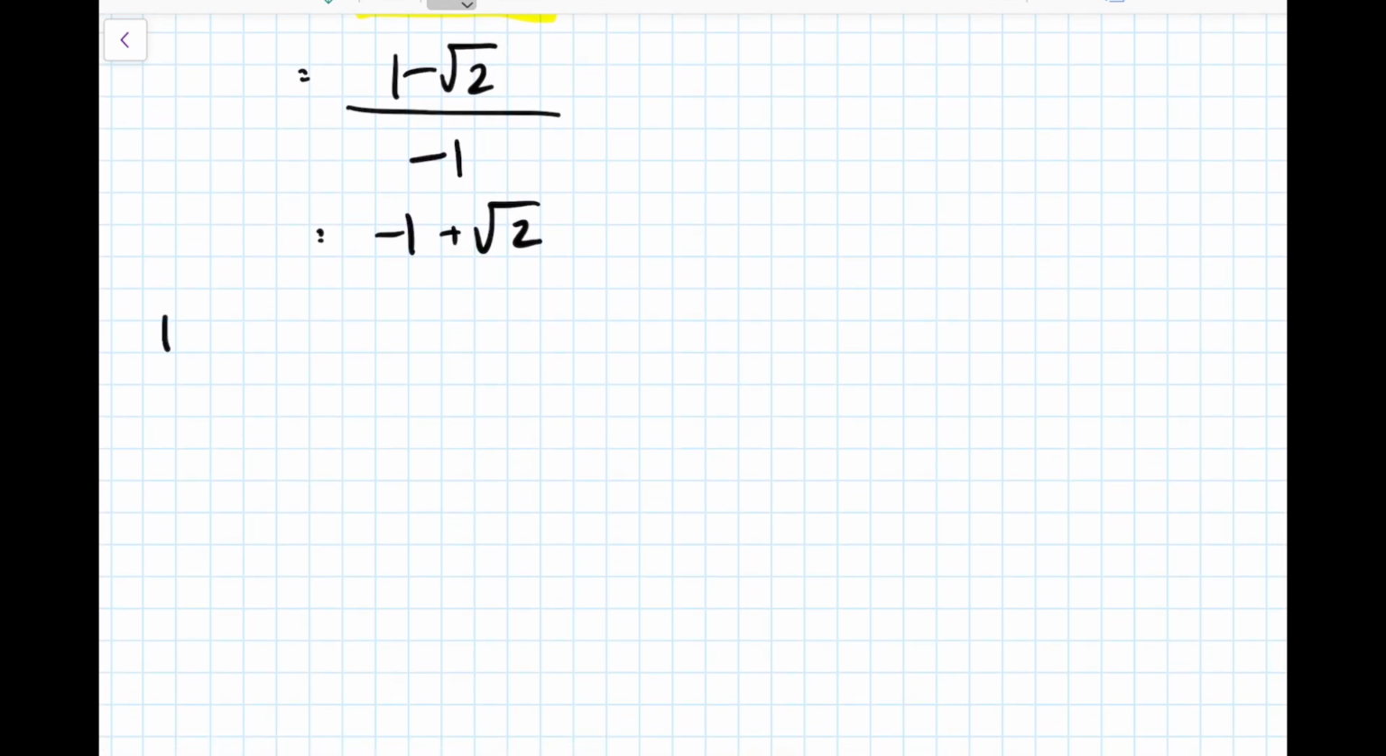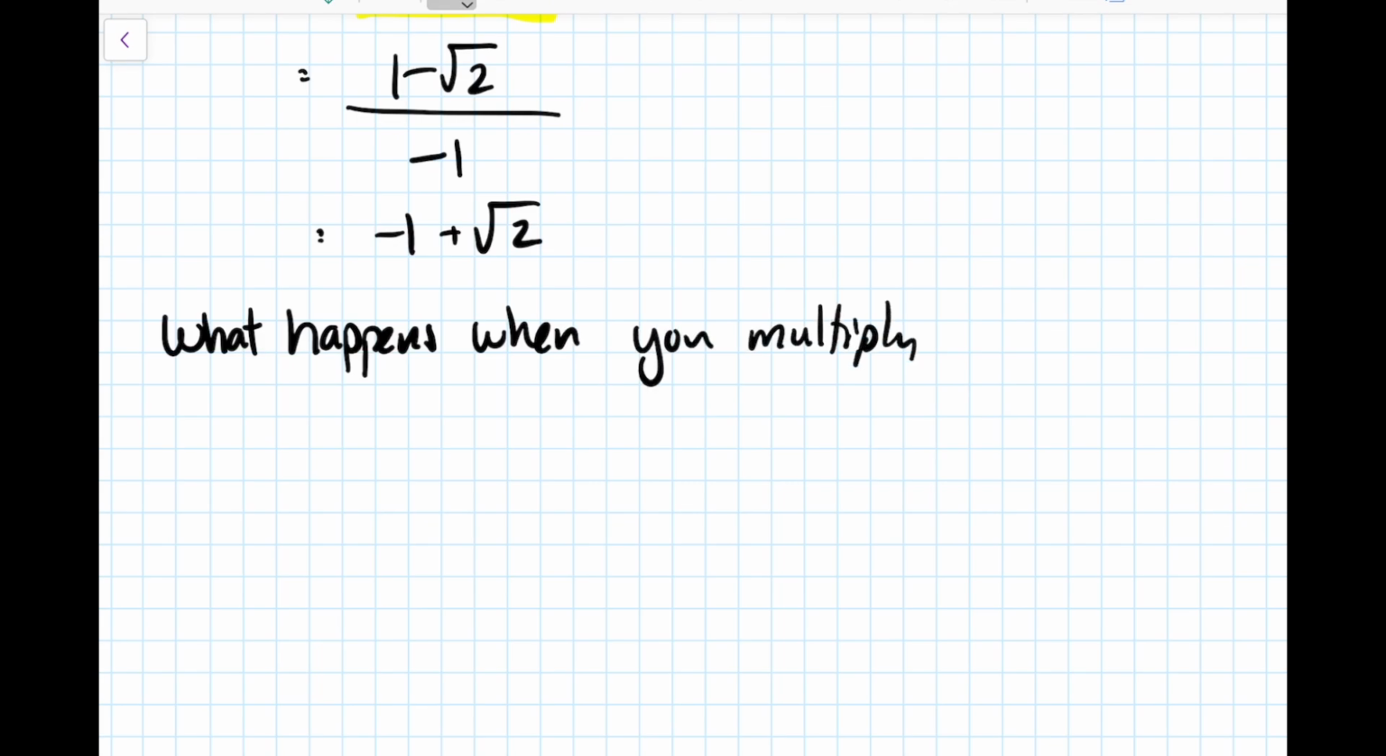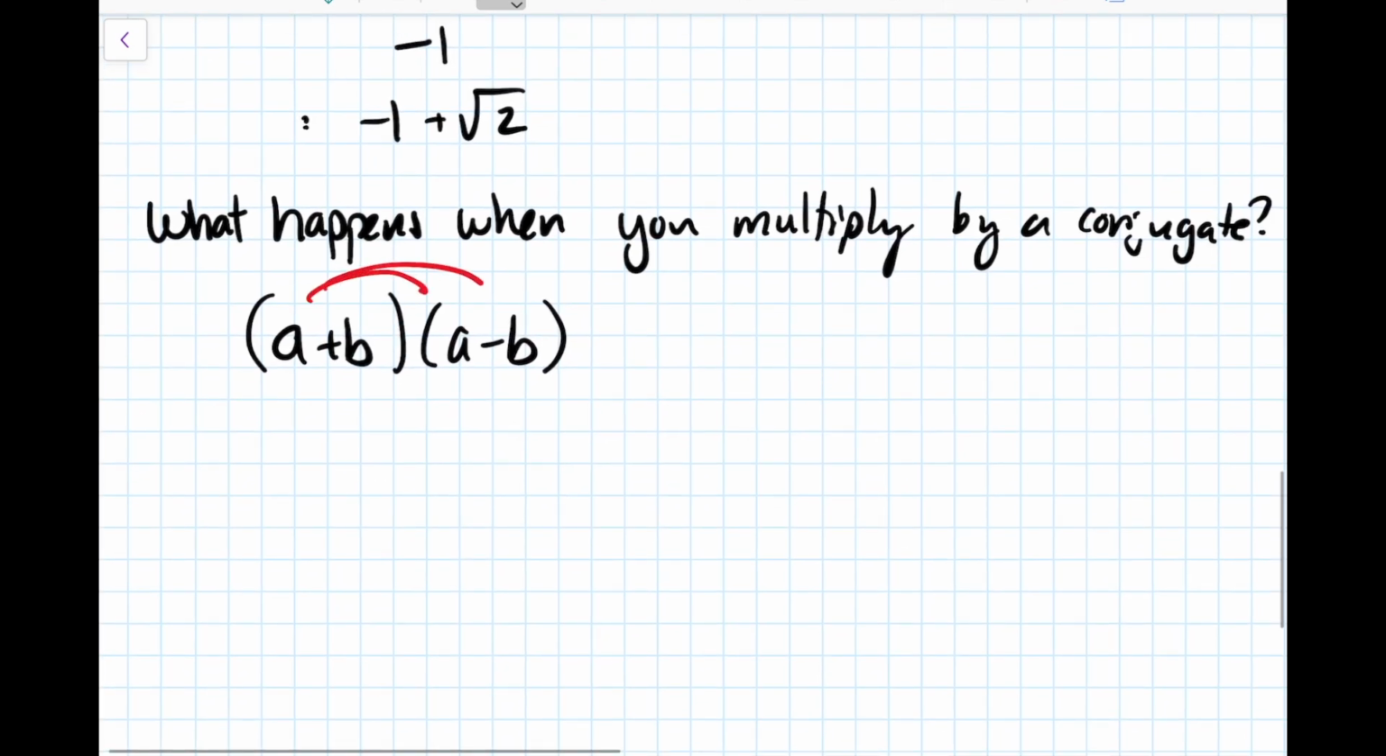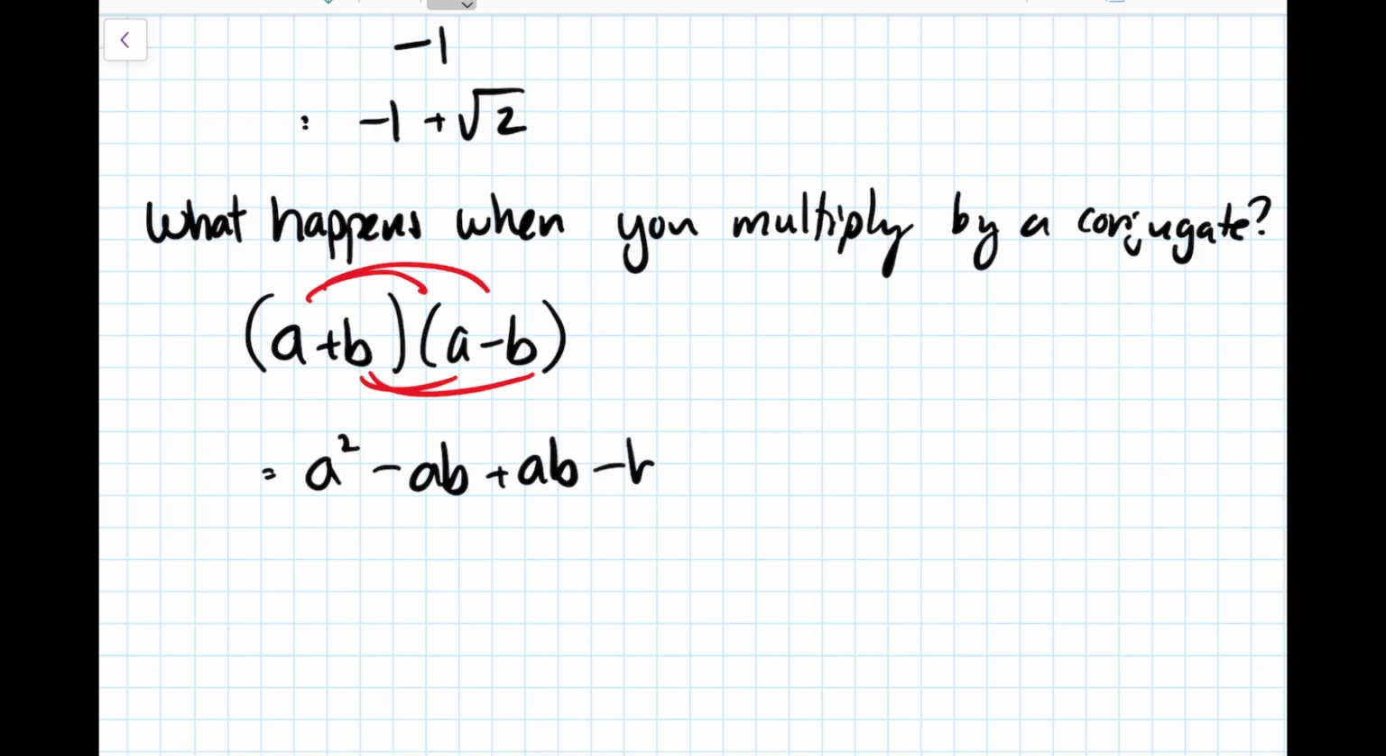So let's think a little bit more generically. What happens in general when you multiply by a conjugate? Why does this help us? Let's not even think roots, let's just think variables. So if we have a plus b times a minus b, if I FOIL those, we've got a times a, which is a squared, a times negative b, which is negative ab, b times a, which is positive ab, and b times negative b, which is negative b squared.